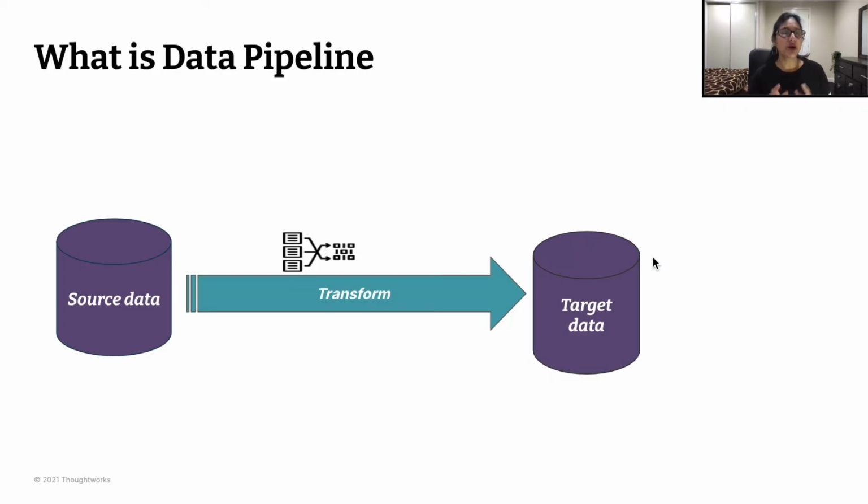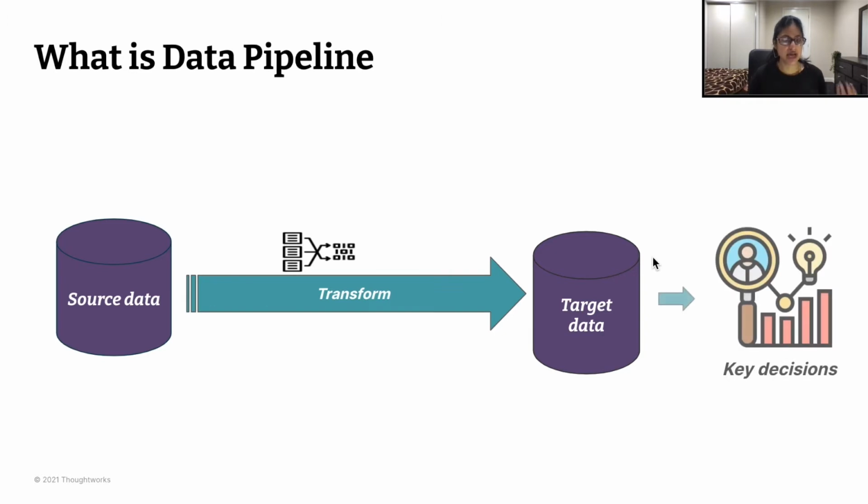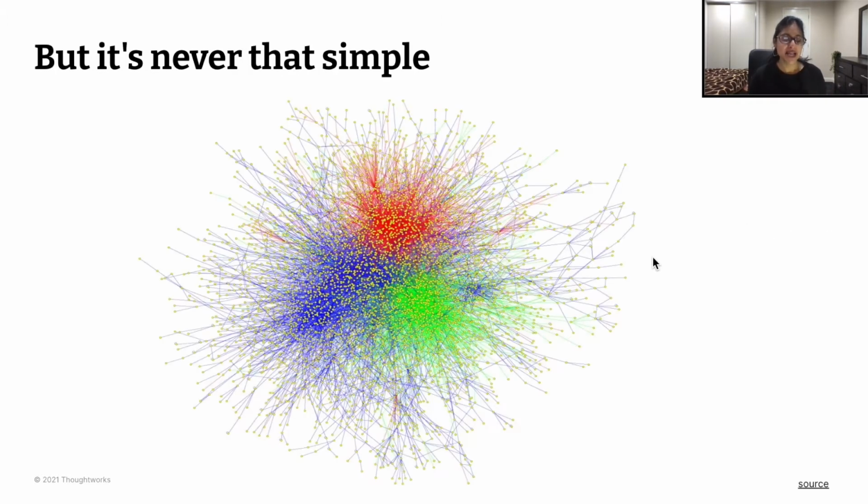So when we think about data pipelines, we have source data. We transform data into a target format that can be used to take some key decisions. It's as simple as that. But we all know that it's never that simple. As the pipelines grow, they have a tendency to become super complex because they consume data from each other to get better insights, which is fine.